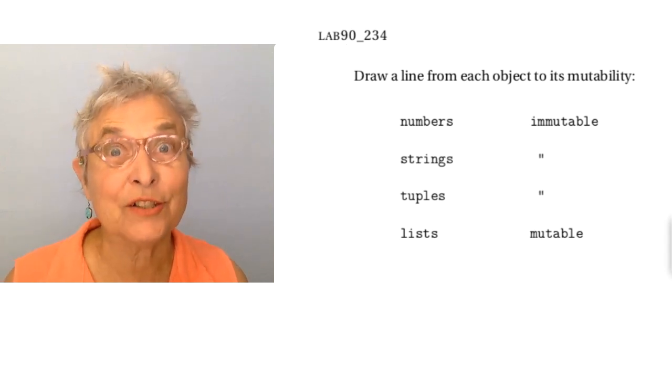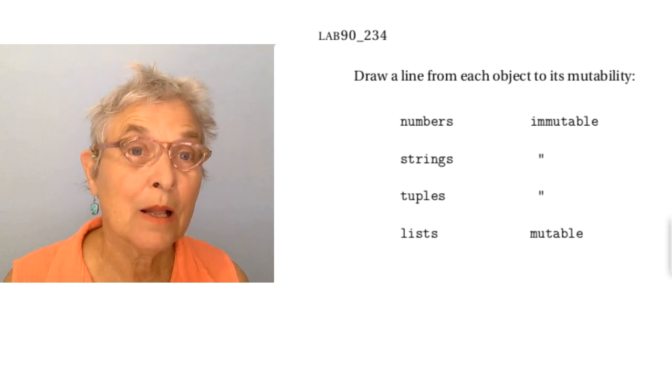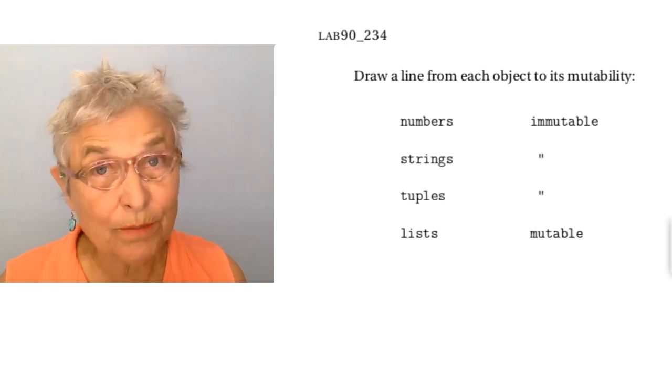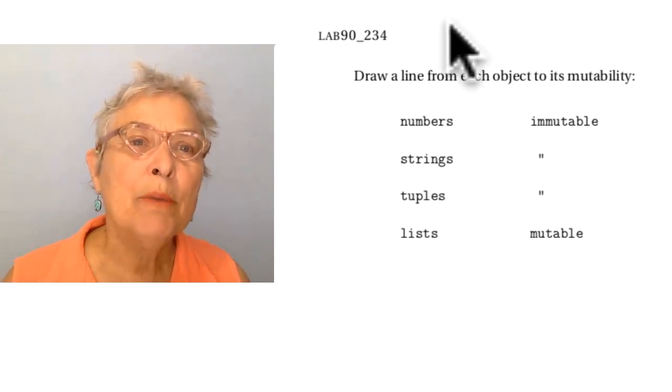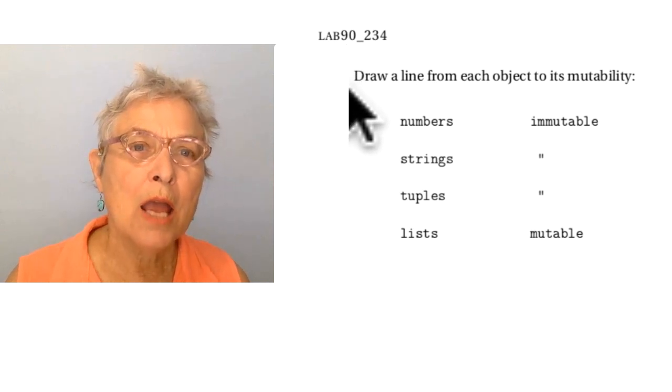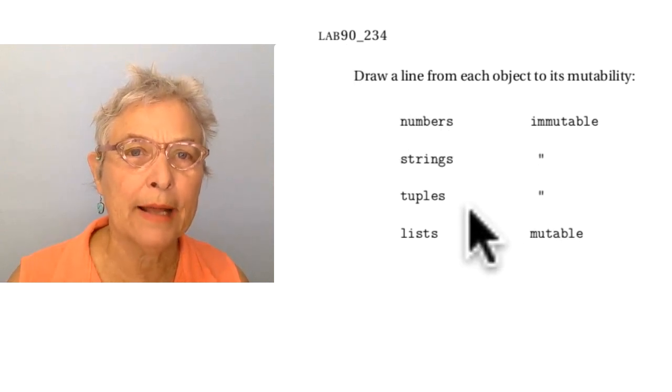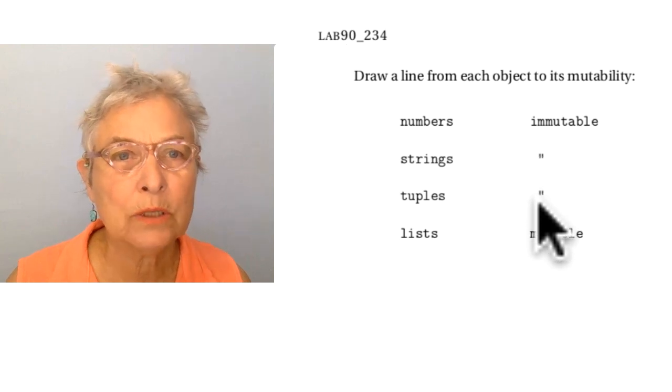Let's take a look at the solutions. Number one was experiential, so we won't look at that one. But here we have number two, and I disobeyed. I don't have lines, I just have dittos.